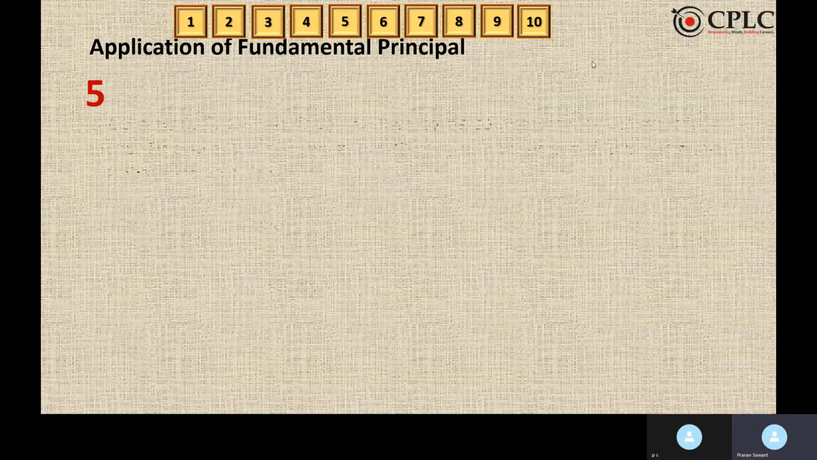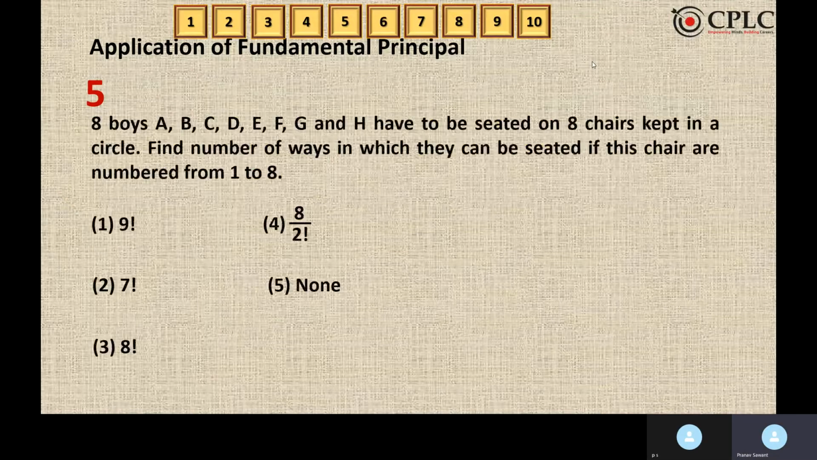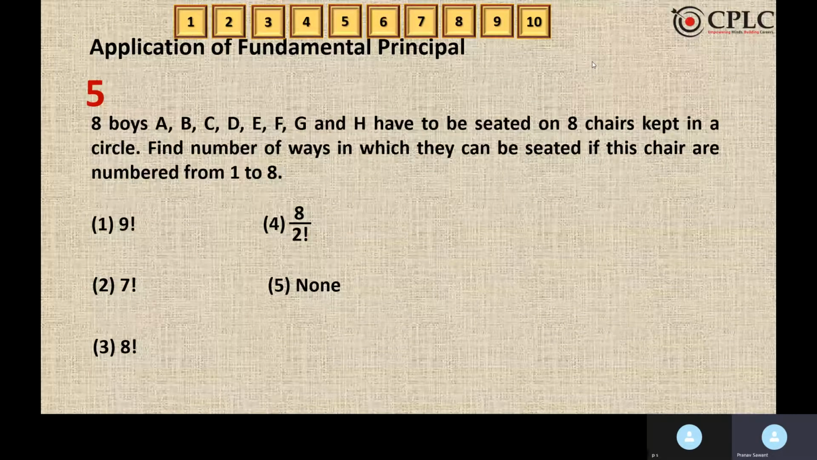Moving to the next question. 8 boys A, B, C, D, E, F, G, H have to be seated on 8 chairs kept in a circle. Find the number of ways in which they can be seated if these chairs are numbered from 1 to 8.